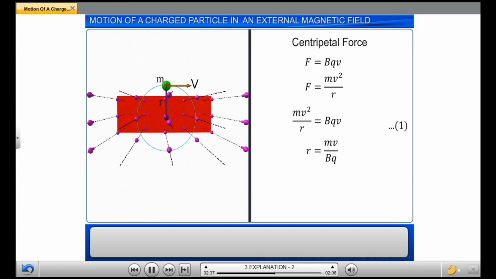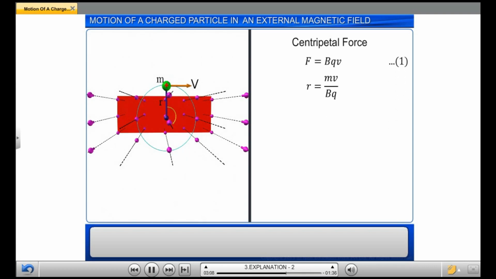When the momentum mv of the particle increases, the radius of its circular path also increases accordingly, as B and q are constant. Hence, the radius of the circular path of the charged particle moving in an external uniform magnetic field is directly proportional to the momentum of the charged particle.